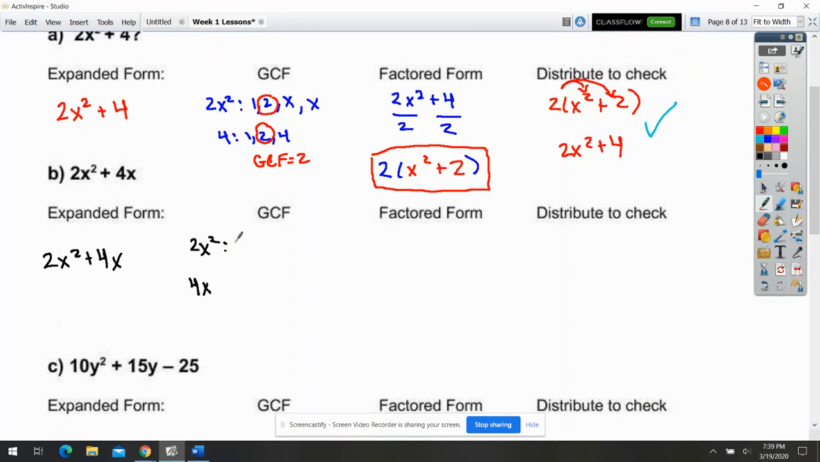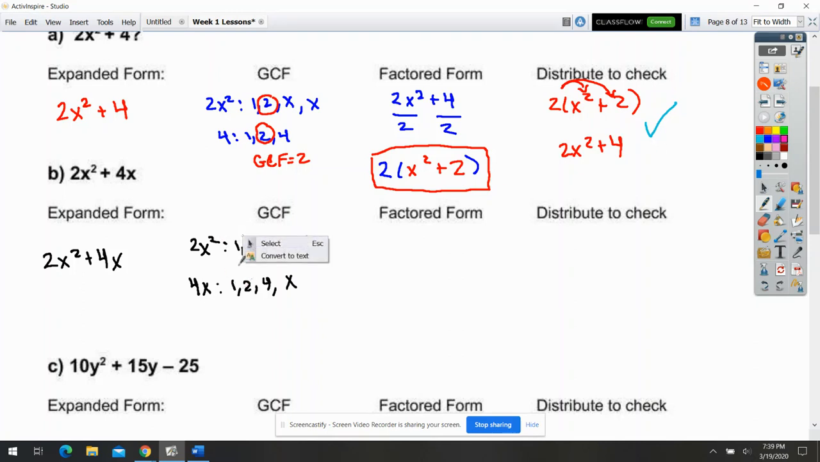So the factors of 2 are 1 and 2. And when you have x to the second power, you have x times x, so we have 2 x's involved here. Now let's look at the 4x. Notice both of them have a variable, so it's going to be a little different. The factors of 4 are 1, 2, and 4. And we just have 1x here, x to the first. So that's just 1x.